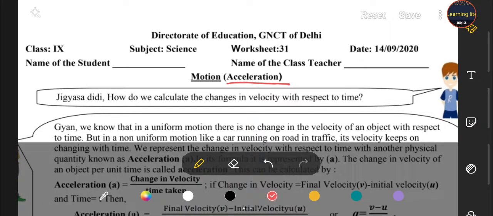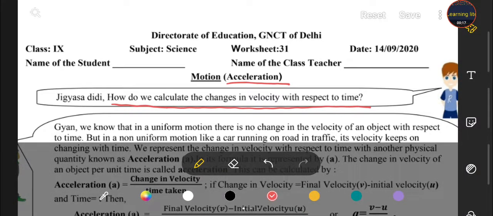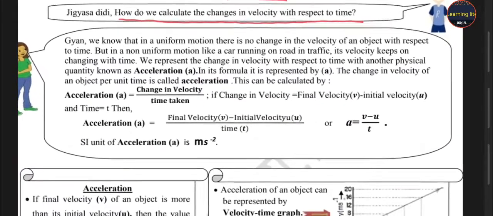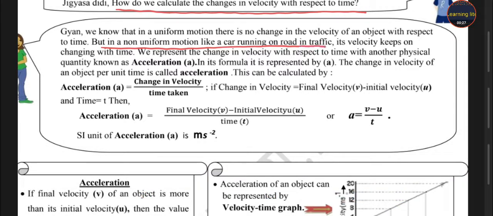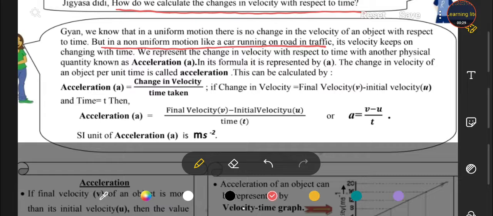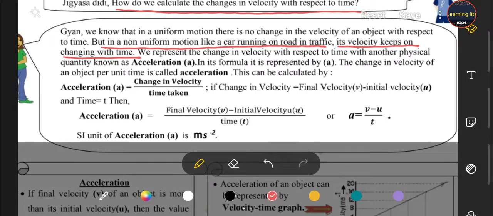Gyan asked Jigyasa Di, how do we calculate the change in velocity with respect to time? Gyan, we know that in uniform motion, there is no change in the velocity. But in a non-uniform motion, students, like a car running on a traffic jam road, its velocity keeps on changing. So change in velocity means acceleration.